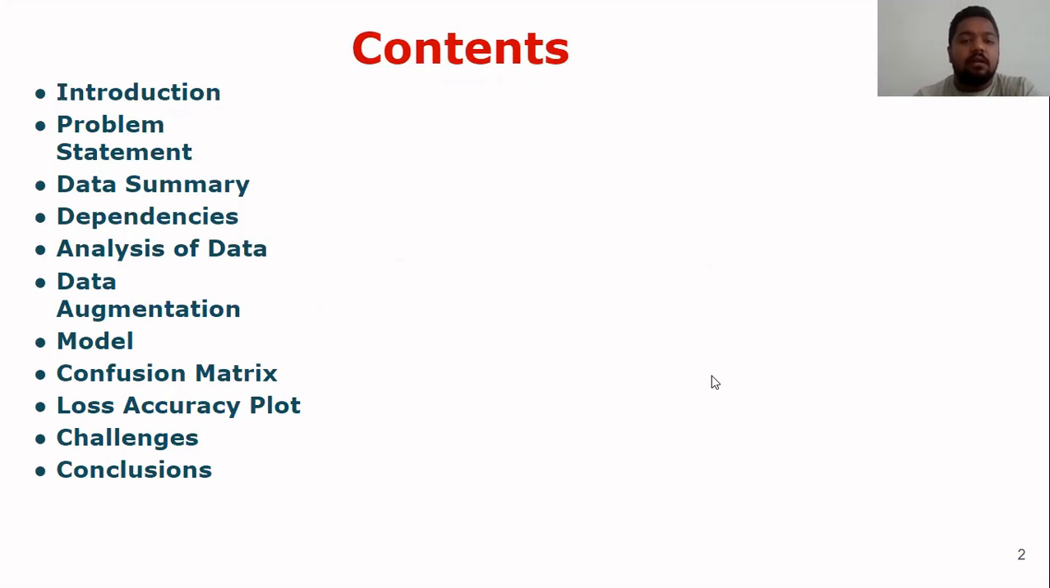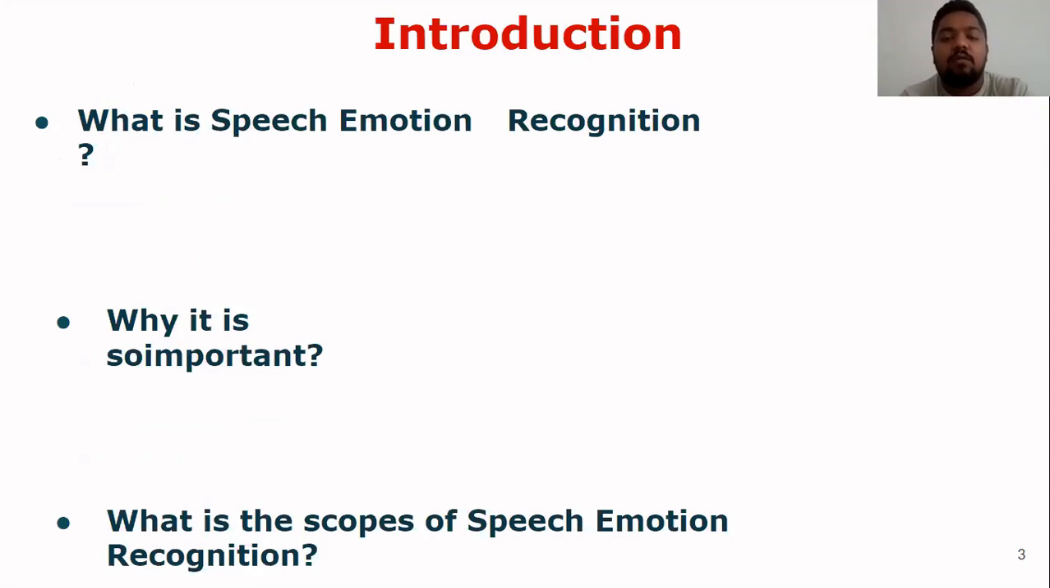Next slide is contents. When building this project, we have some contents: data summary, where we see what our data looks like, and next is dependency, how many parameters are used in dependency. Next is analysis of data. We analyze the data, and next are the data augmentation part, model creation part, confusion matrix, loss and accuracy plot, challenges and conclusion.